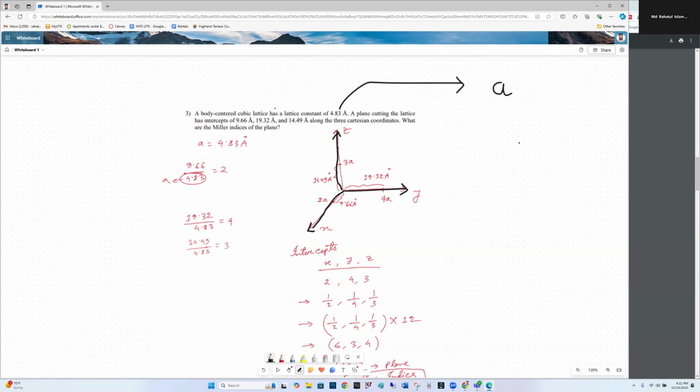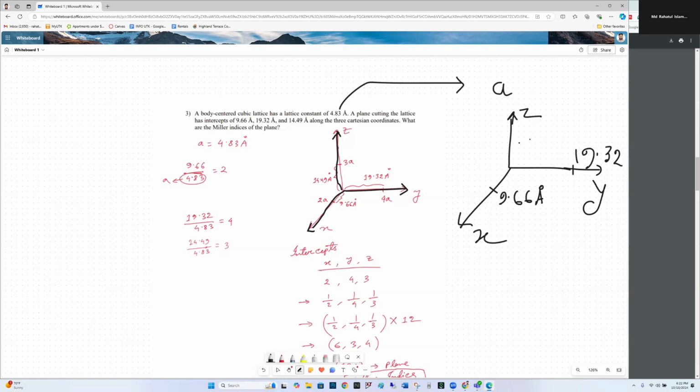Okay. So let me draw separately. Maybe this is the x direction. This is the y direction. This is the z direction. So a plane cutting the lattice has intercepts of 9.66 angstrom. So along the x-axis, the intercept is 9.66 angstrom. Okay, and along the y-axis it's 19.32 angstrom, and along the z-axis it's 14.49 angstrom.